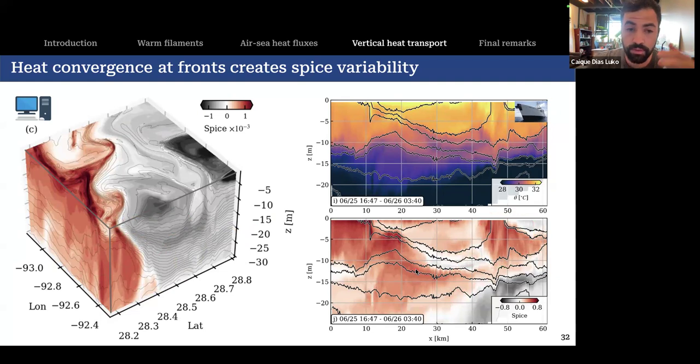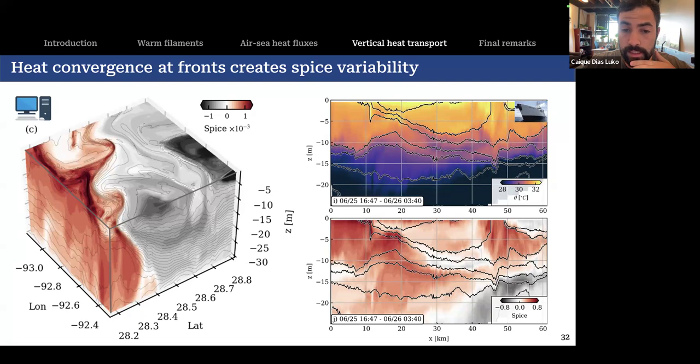Now, spice is useful to understand water mass variability along isopycnals, but another important thing is that spice can set up the stage for double diffusive instabilities. So actually, the formation of these filaments and the subduction of warm waters can set up the stage for double diffusion to happen in these salinity stratified oceans.